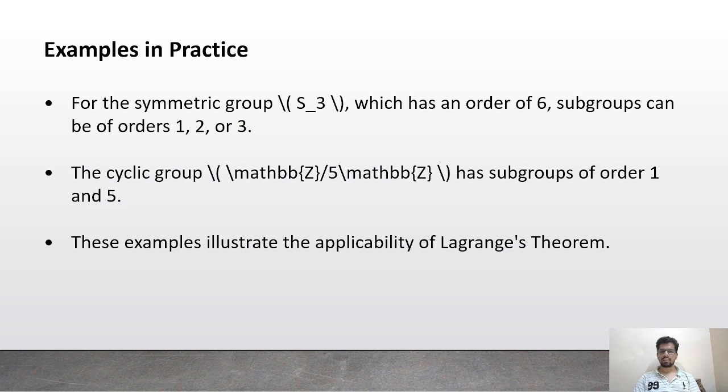Examples in practice. For the symmetric group S3, which has an order of 6, subgroups can be of order 1, 2 or 3. Cyclic group Z by 5 has subgroups of order 1 and 5. These examples illustrate the applicability of Lagrange's theorem.